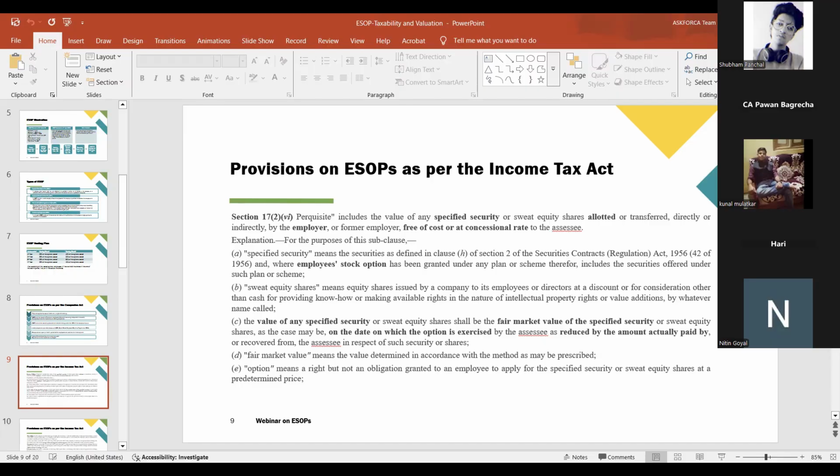If the company gives the ESOP free of cost or at a concessional rate, which is the exercise price, then in that case it will be taxable under perquisite on the basis of allotment only. But in subclause C, you can see the value of any specified security. We have to calculate on the fair market value of the specified security on the date of the exercise, as reduced by the amount paid by the employee.